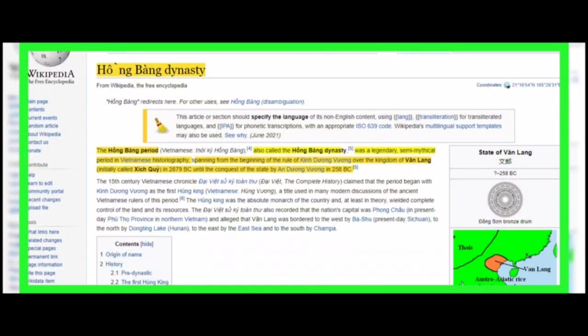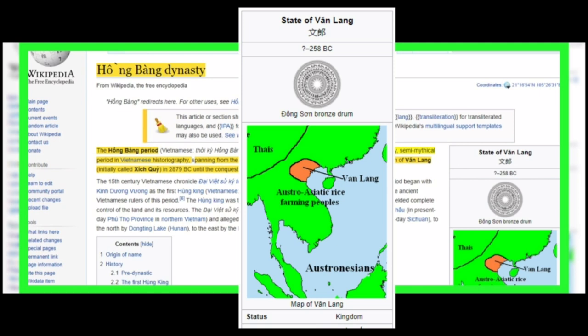Hong Bang Dynasty. The Hong Bang period was a legendary semi-mythical period in Vietnamese historiography, spanning from the beginning of the rule of Kinh Dương Vương over the kingdom of Xích Quỷ and later Văn Lang in 2879 BC until the conquest of the state by An Dương Vương in 258 BC. State of Văn Lang, 258 BC. On the map, the Thai people, Văn Lang, Austroasiatic rice farming peoples, Austronesian.